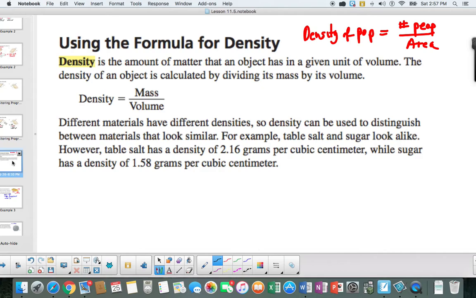Using the formula for density. Density before was density of population. When we did density of population, it was number of people divided by area. Now we're going to be talking about density in terms of volume. And in this case, the density that we look at is mass divided by volume.